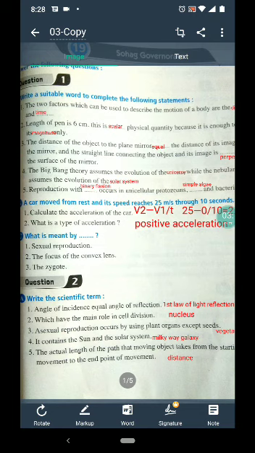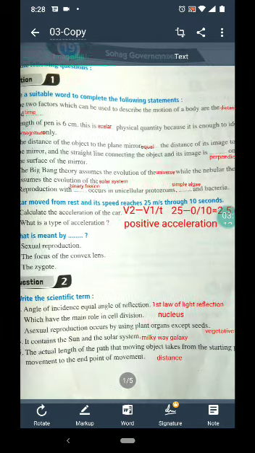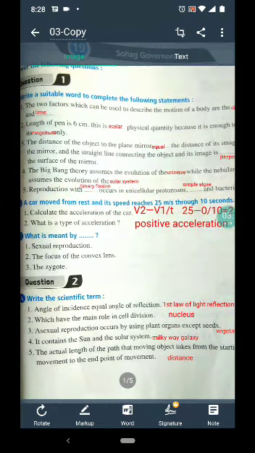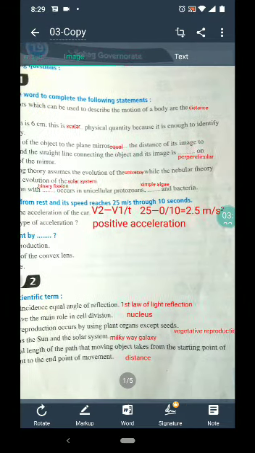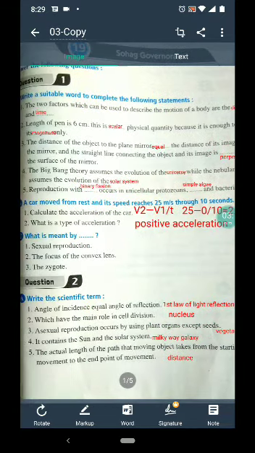Write scientific term. Number 1. Angle of incidence equals angle of reflection. This is the first law of light reflection. Number 2. Which has the main role in cell division. This is the nucleus. Number 3. Asexual reproduction occurs by using plant organs except seeds. That means without seeds, this is vegetative reproduction. Number 4. It contains the sun and the solar system. This is the Milky Way galaxy.